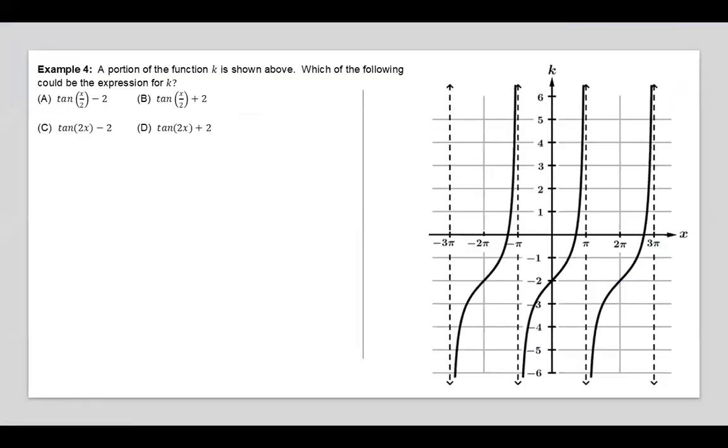Another possible version of a multiple choice. Remember, all of these would be multiple choice type questions for tangent. Okay, it says a portion of the function k is shown above. Which of the following could be the expression for k? So this is function k, and it wants you to choose which one of these is its model. So I'm going to give you a moment to decide, check out your table, and then we're going to come back and see how did you guys do on writing the function.